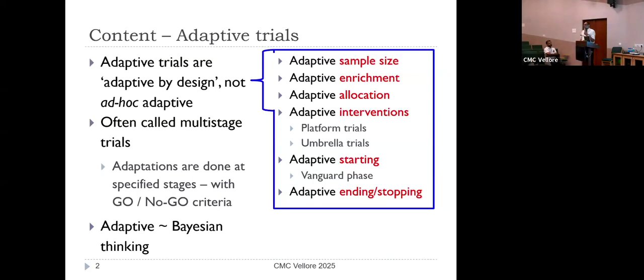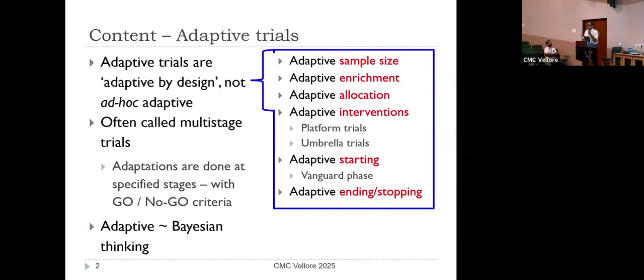And the problem with the adaptive design name is that it covers a lot of different possible adaptations. So you could adapt the sample size, and that is called sample size re-estimation. You could adapt who you include in your study. You may do what's called adaptive enrichment of certain subgroups of patients in your study. Or you may adapt how you randomize. So we do have adaptive allocation. You may also, and we already talked about this, do adaptive interventions.